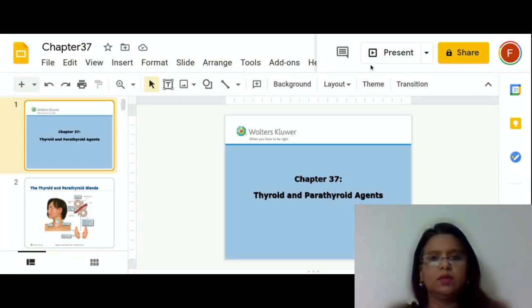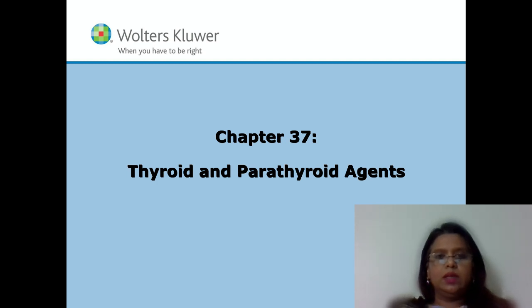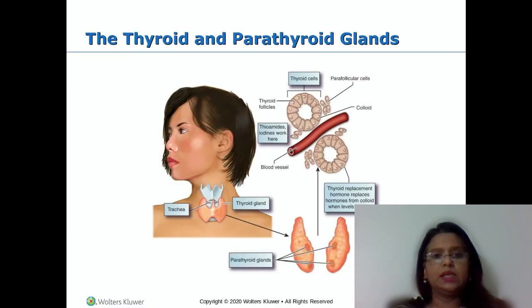So I am going to pull up the PowerPoint, chapter 37. Chapter 37 is about thyroid gland and parathyroid gland. Chapter 38 is about insulin. So let's do 37 first, thyroid and parathyroid agents.